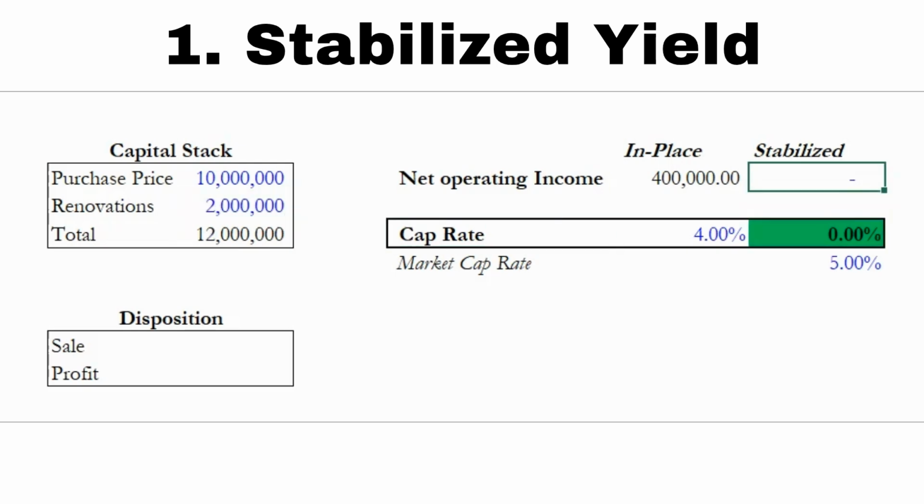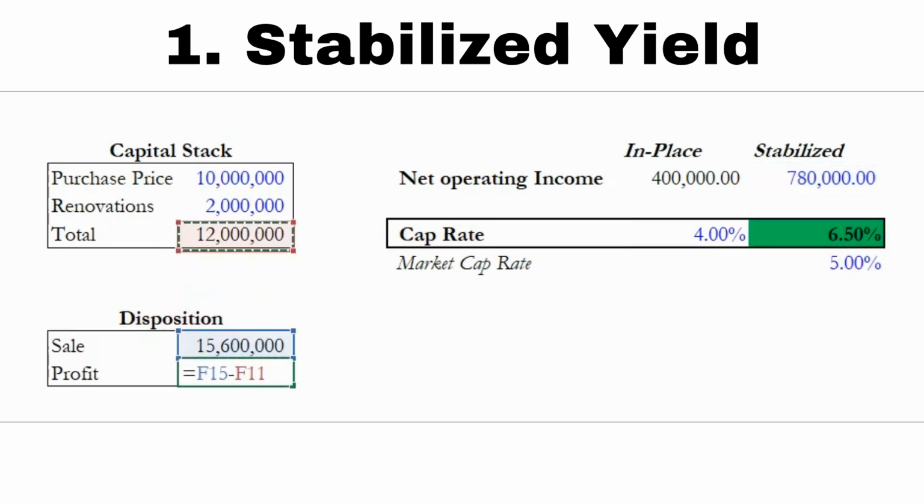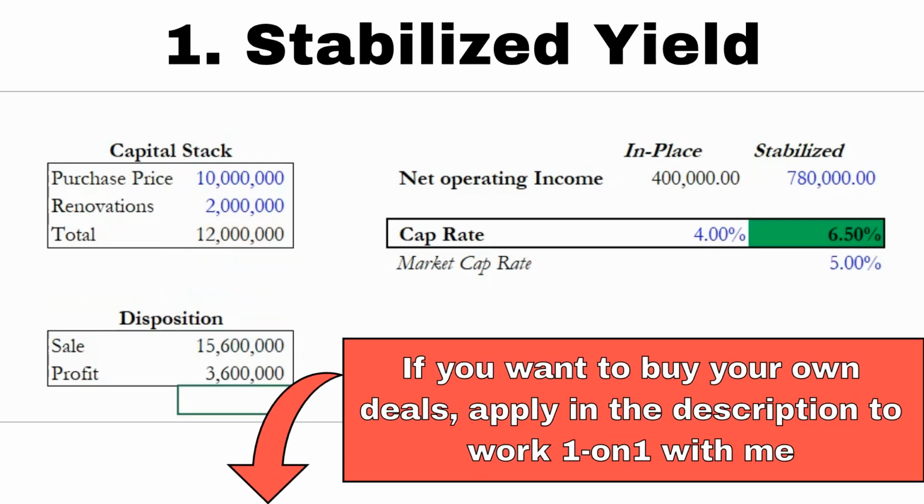If you buy for $10 million with an NOI of $400K, put in $2 million of renovations, and bump the NOI to $780K, you stabilize at a 6.5% yield. The property is then worth $15.6 million for a profit of $3.6 million. The speed matters as well. The quicker the better for your IRR.